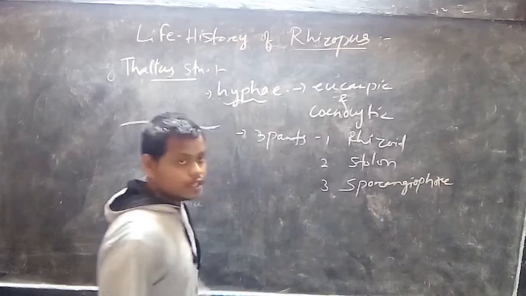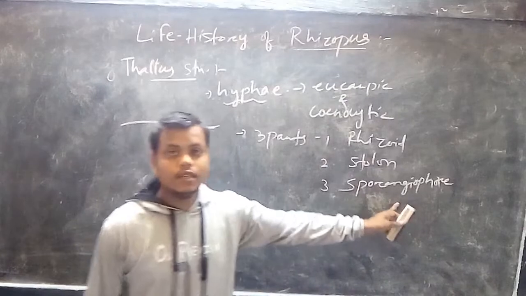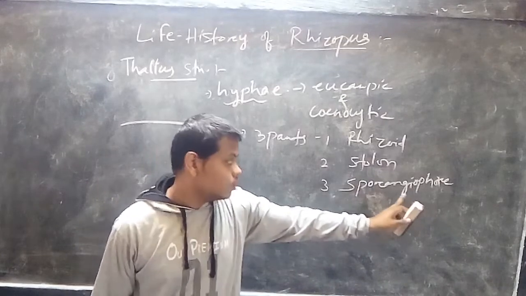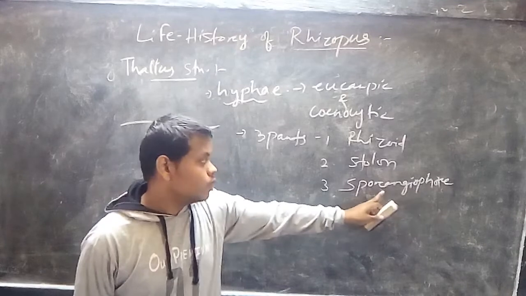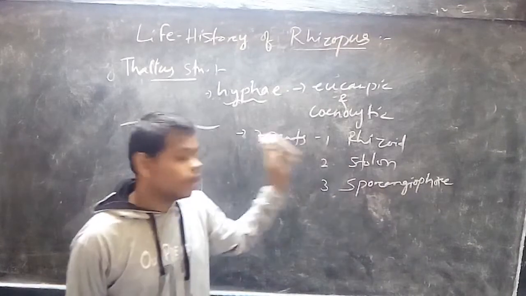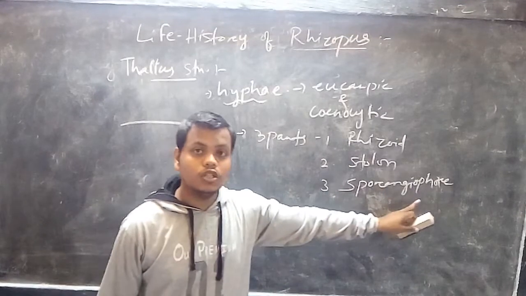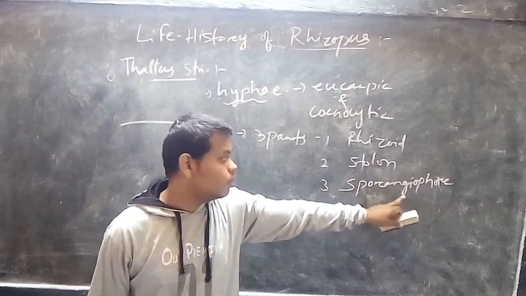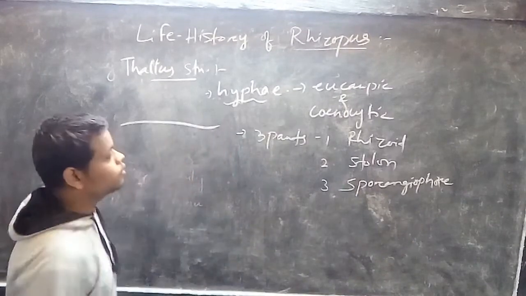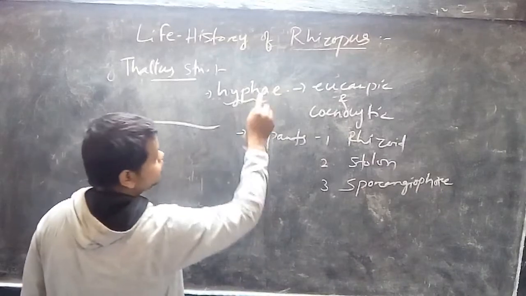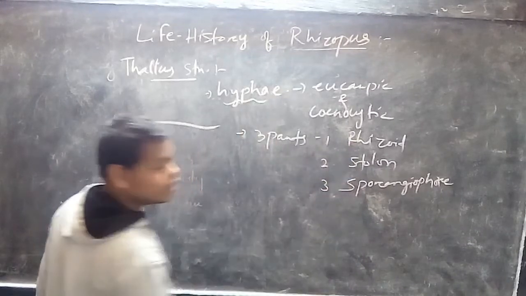Mark here, I am writing sporangiophore. There is another term also, sporangiospore. So there are two different things, sporangiophore and sporangiospore. The sporangiophore is a part of the hyphae, inside which spores are developed. Those spores developed inside the sporangium are called sporangiospores. So the hyphae are classified into three different parts.